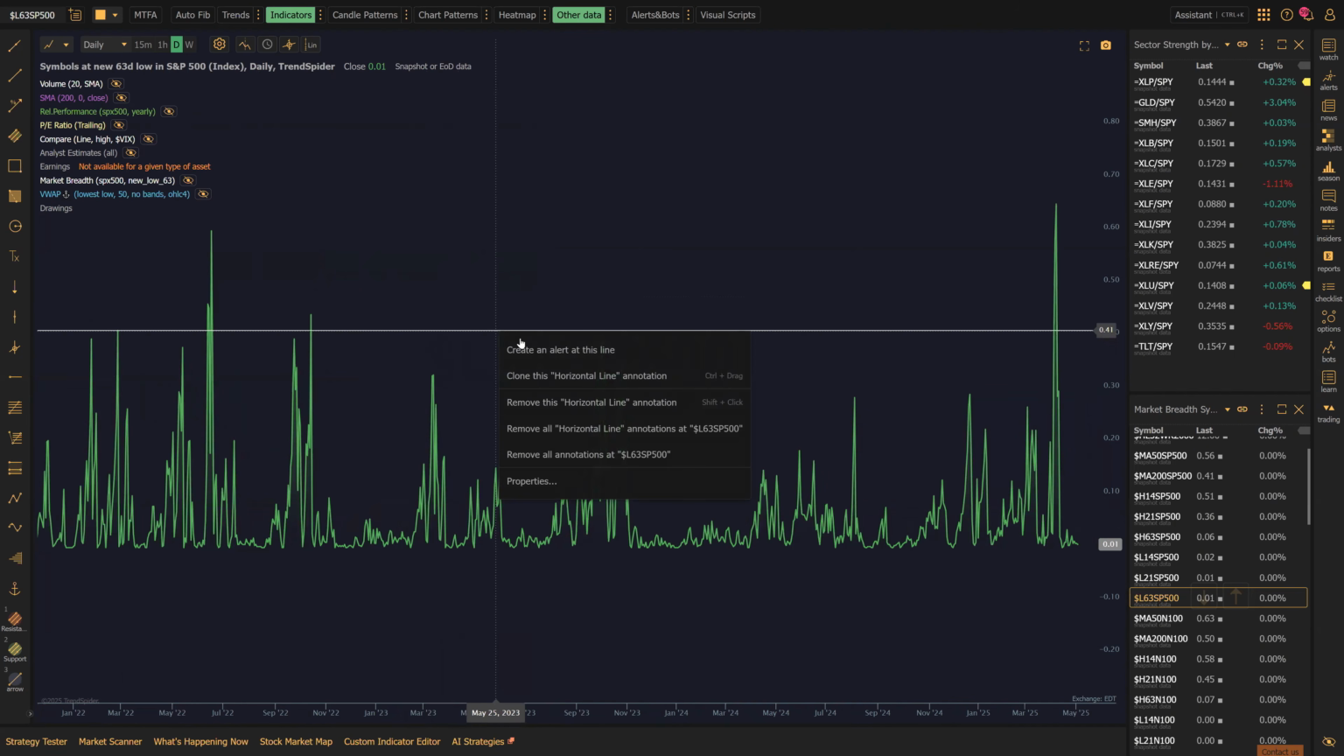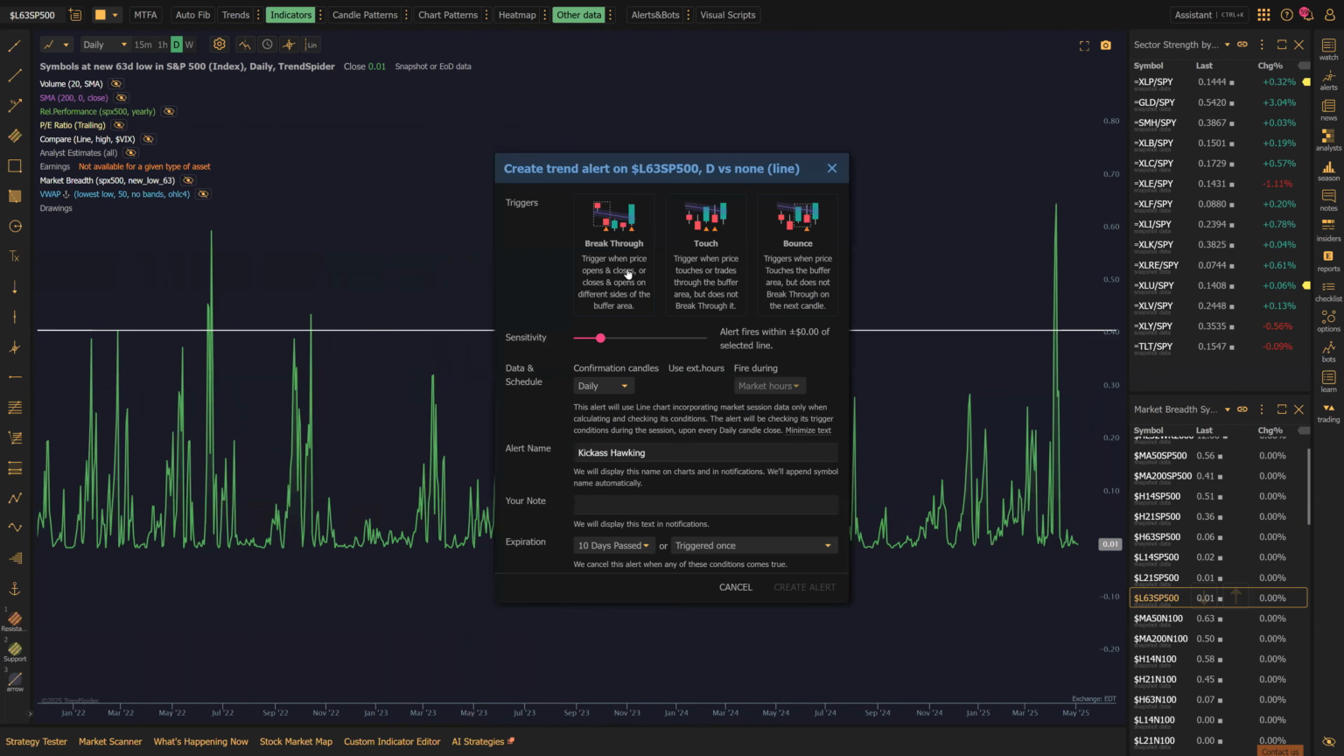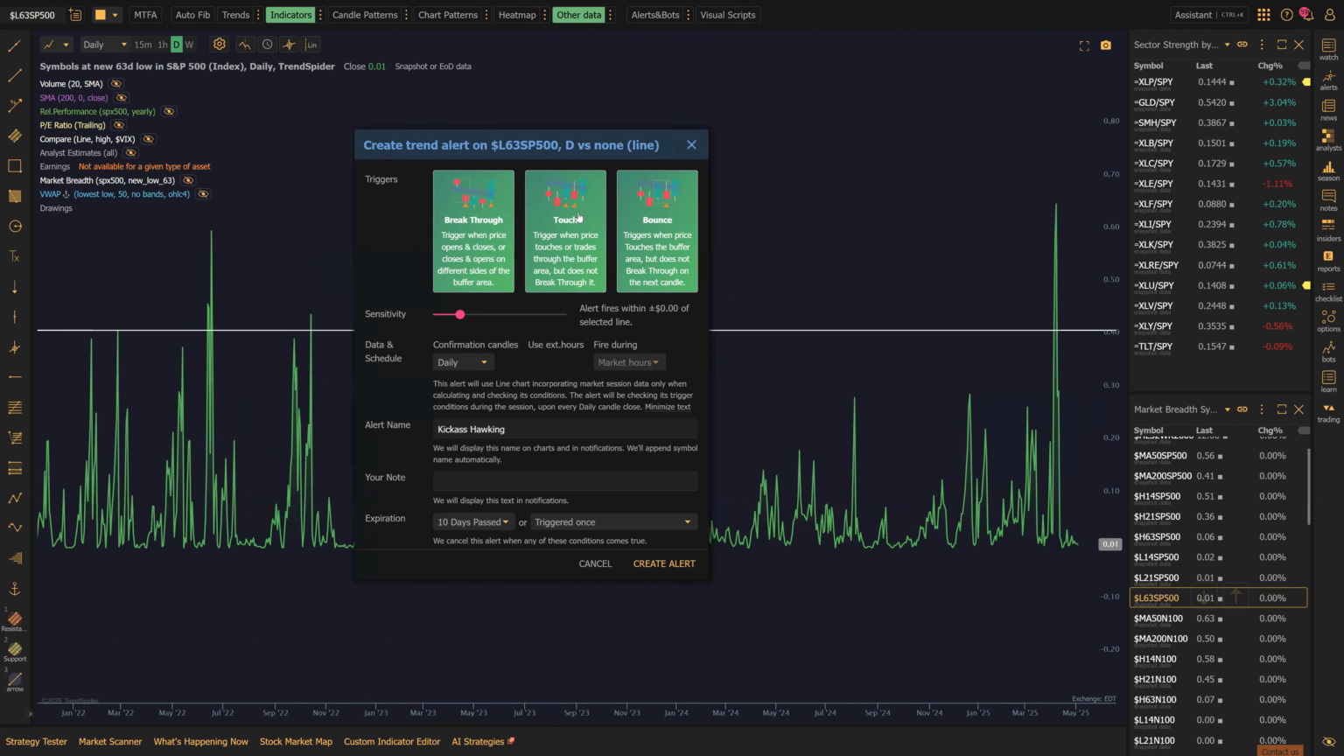You can right click the line, create an alert. I would just tag all three, and then you can set the confirmation candle to something like the 1 hour so you can be alerted intraday. You can set a name, whatever you want for the alert, and then set the expiration, however many days passed, however many times you want it to trigger, and create your alert.